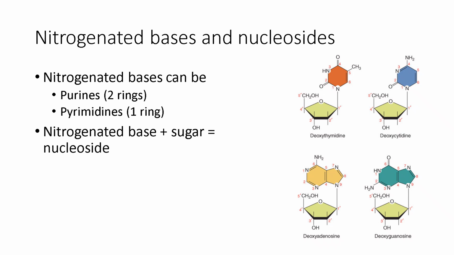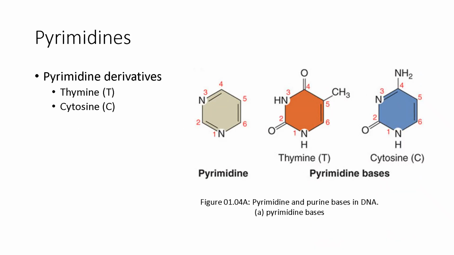The nitrogenous bases are categorized as purines, with 2 rings, including adenine and guanine, and pyrimidines, with 1 ring, including cytosine and thymine. When a base attaches to a sugar via a glycosidic bond, it forms a nucleoside. The pyrimidines found in DNA are cytosine and thymine.